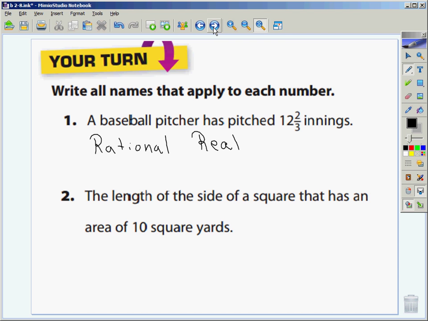The next one's a little bit different, because what didn't they give you? A square. They gave you what? The area of what? A square. And they're asking you about the side of the square. How do you find the area of the square? Right? It's S squared, the side squared. What can I put in place of the area? 10.